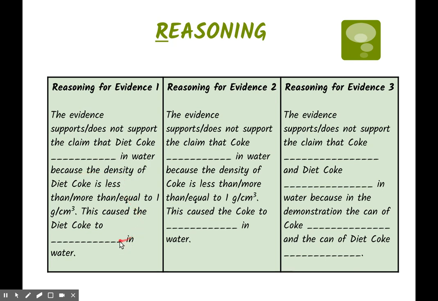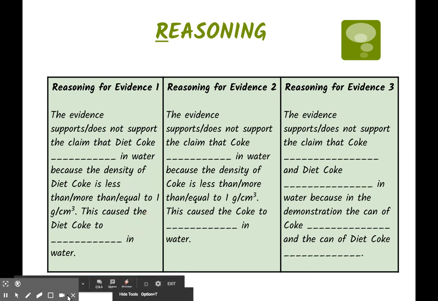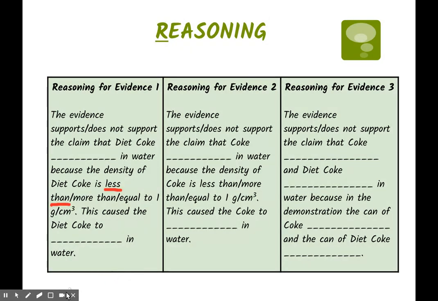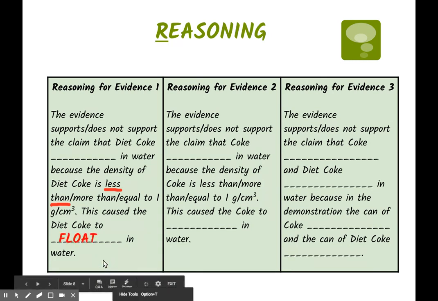The evidence does not support the claim that Diet Coke sinks or suspends in water. And this is because the density of Diet Coke, is it less than, more than, or equal to 1 gram per centimeter cubed? So, based on our evidence, we can see that Diet Coke has a density that is less than 1 gram per centimeter cubed. And this is what caused the Diet Coke to float.